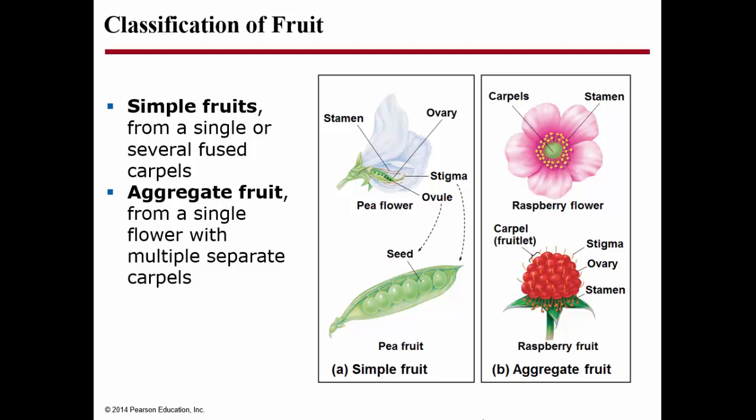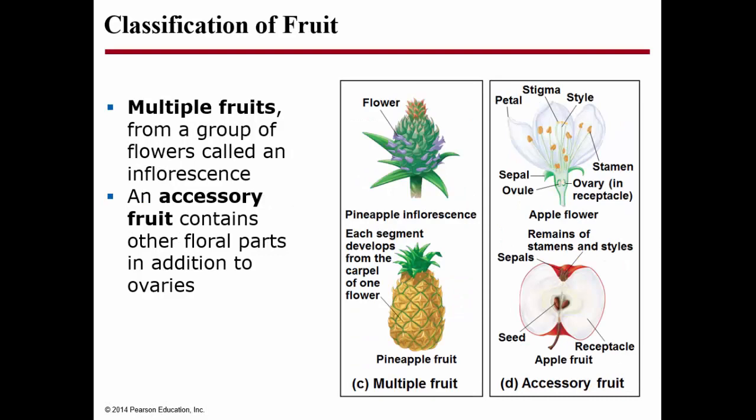Aggregate fruits like raspberries and blackberries are formed when flowers have multiple carpels. And that results in the production of lots of little mini fruits that are stuck together and can be eaten all as one. Multiple fruits are formed in a different way. When a group of flowers found together in the same region of a plant, called an inflorescence, form a fruit together, a multiple fruit forms.